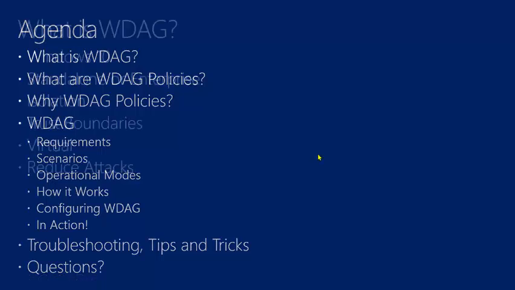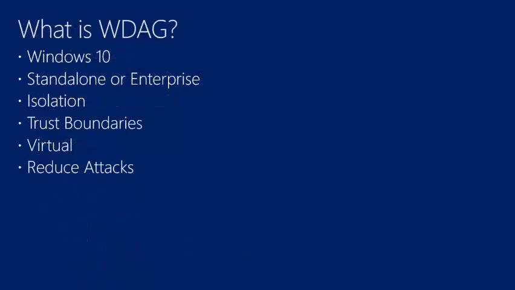So, what is Windows Defender Application Guard? This is a Windows 10 only component. It's built in, and basically you just need to enable it. There are two modes of operation for Application Guard. There is a standalone mode where you can enable it if you're a user, and you can effectively launch a session in Application Guard.